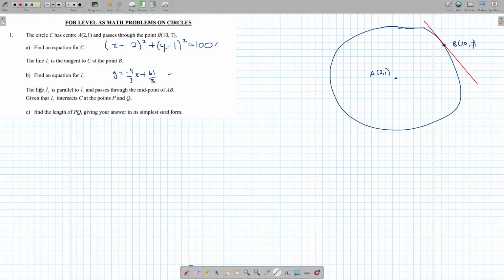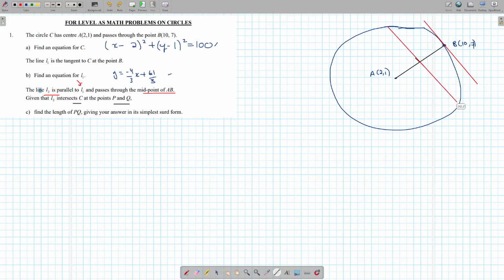Then they're saying there is a line L2 that's parallel to L1, so a line parallel to this, going somewhere like this. And it passes through the midpoint of AB. So let's connect AB. I'll use black here. What is the midpoint of AB? It's going to be somewhere over here. They said it passes through the midpoint of AB and intersects the circle at points P and Q. I'll use a red line here.